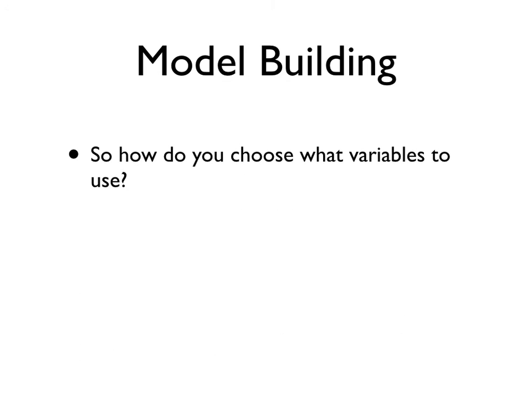Okay, so what we have to do now is build a model. We have to come up with something that we can present in a paper and say, this variable is a combination of the following things. So how do you choose what variables to use? You're not going to use all 22, for example.